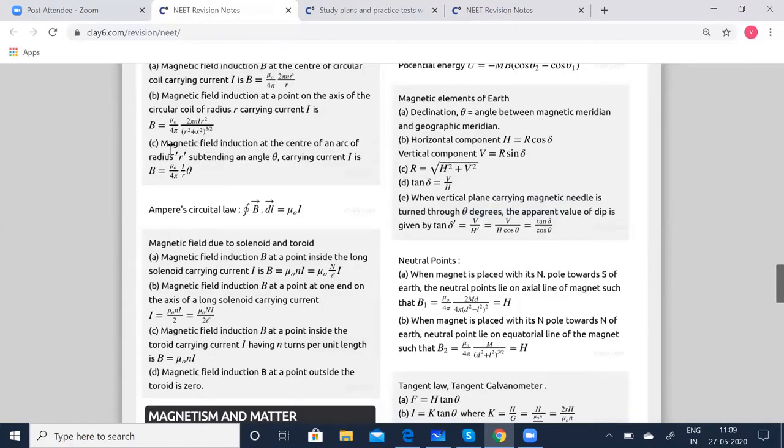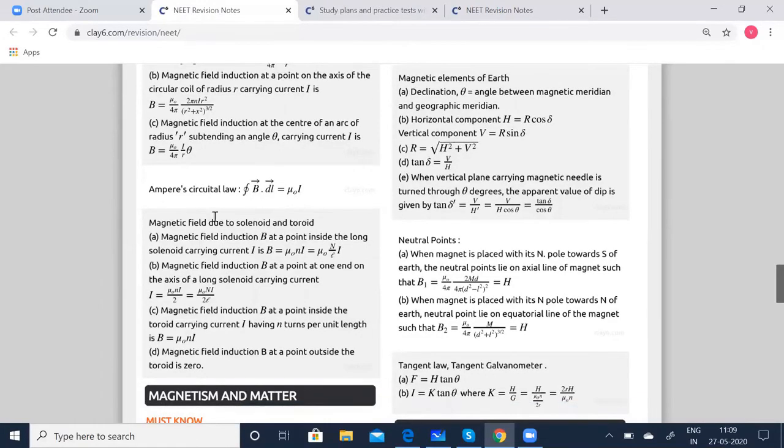Magnetic field induction at the center of an arc of radius R subtending an angle theta, carrying current I, is given by B is equal to mu 0 by 4 pi I by R into theta. Here theta is the angle in radians. Ampere's circuital law: for a closed loop, the closed integral of B vector dot dl vector, remember this is a dot product, is equal to mu 0 I.